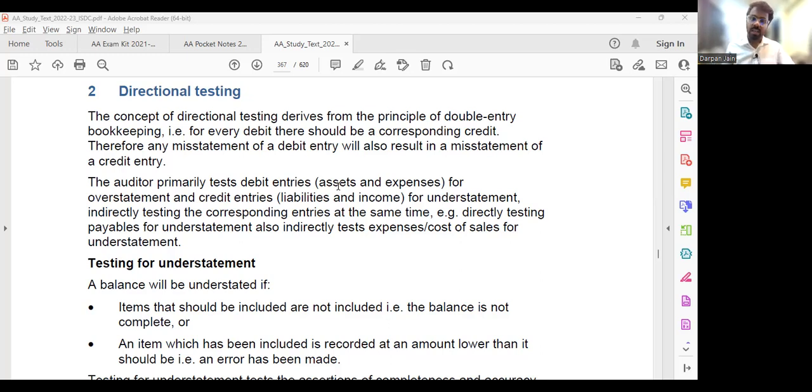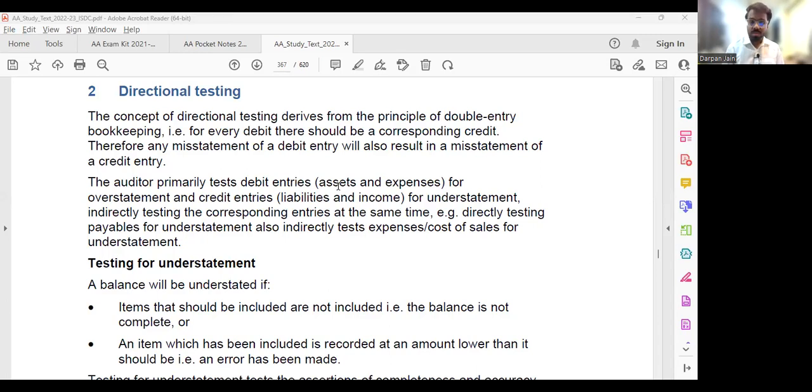Listen very carefully. In the ordered procedure, in the example that we saw, in order to test existence of the fixed assets, the non-current assets, you were selecting a sample from the non-current asset register, and then going and physically inspecting those sampled assets in order to verify their existence. So what is the direction here? The direction of your testing is moving from the books of accounts to the external source.